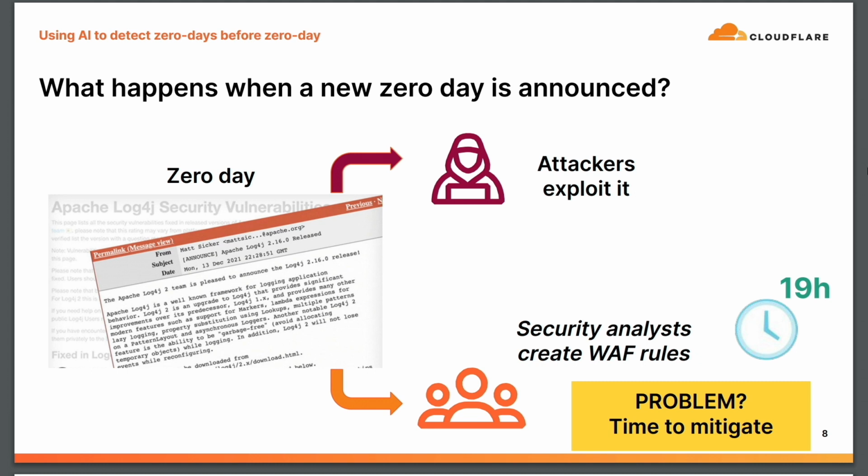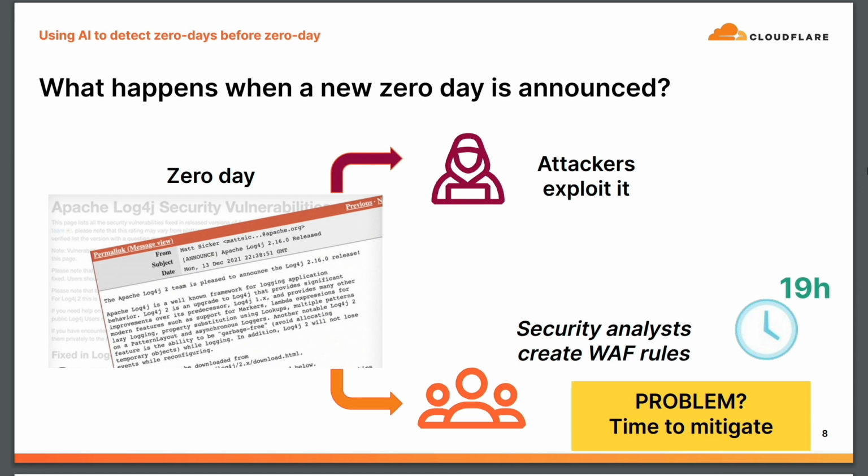The good guys are what we call the security analysts. They're probably not as fashionable as great actors, but they start to work from the moment this is made public, trying to find a way to block those types of attacks. And they do that by creating rules in the WAF. The problem is that it takes time.